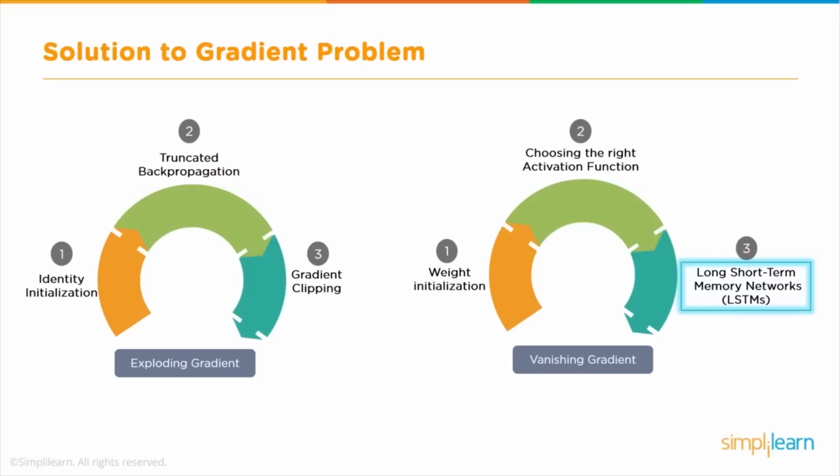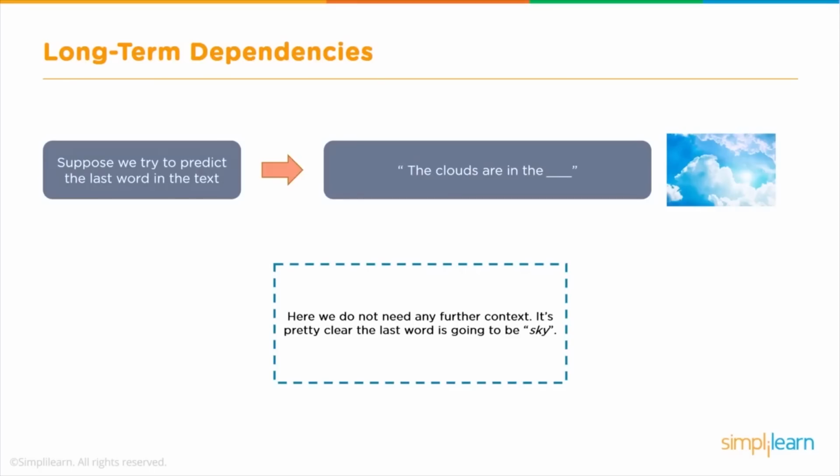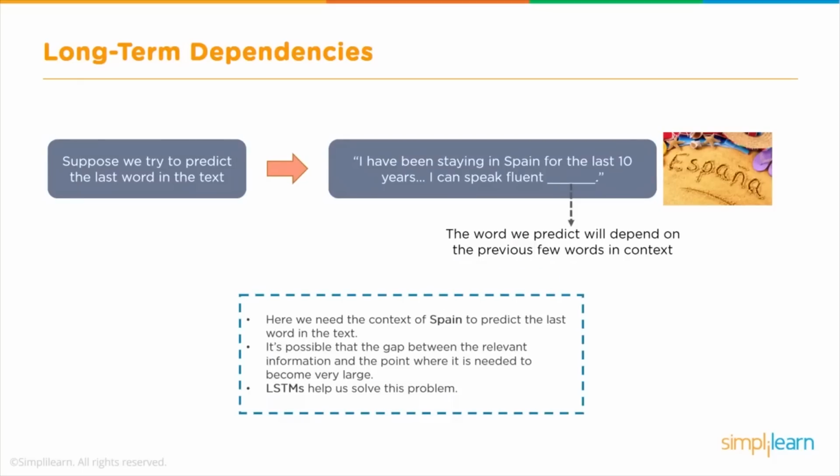And one of the most common problems in today's setup is what they call long-term dependencies. Suppose we try to predict the last word in the text. The clouds are in the, and you probably said sky. Here we do not need any further context. It's pretty clear that the last word is going to be sky. Suppose we try to predict the last word in the text. I have been staying in Spain for the last 10 years. I can speak fluent. Maybe you said Portuguese or French. No, you probably said Spanish. The word we predict will depend on the previous few words in context. Here we need the context of Spain to predict the last word in the text. It's possible that the gap between the relevant information and the point where it is needed becomes very large. LSTMs help us solve this problem.